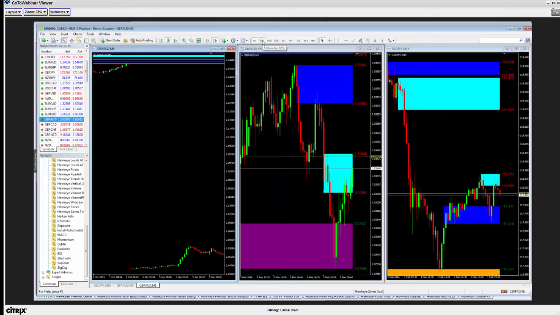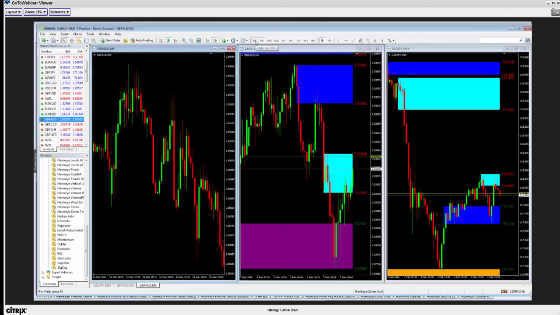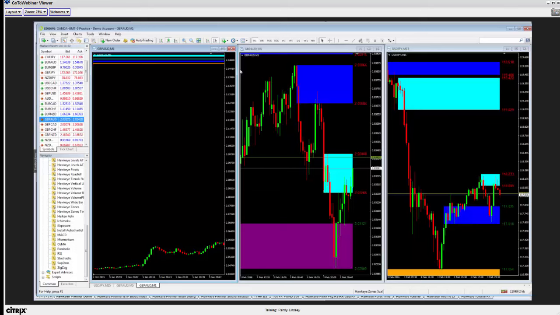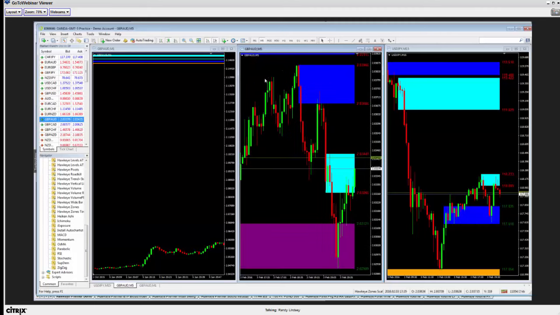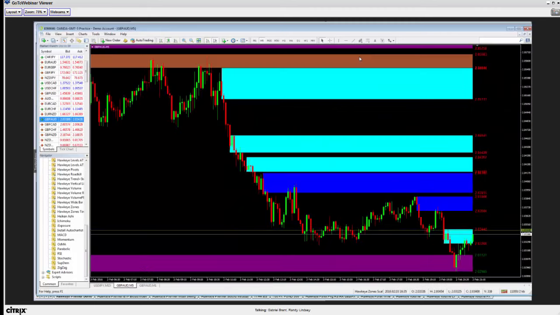Apparently, Randy, you sound like Ben Carson. Who? Ben Carson? Yeah. I'm not running for office. Here's a 5 minute chart of the pound Australian there for you. I did not know that. I like Ben Carson, actually.